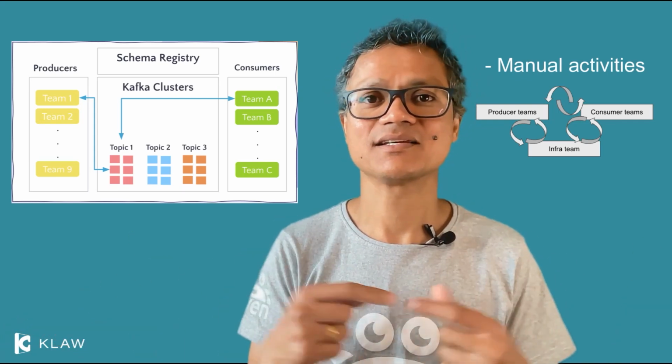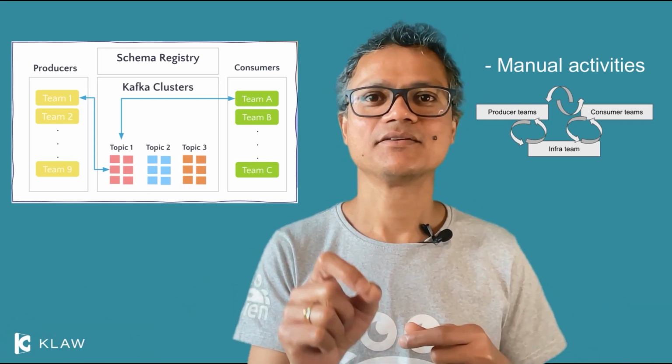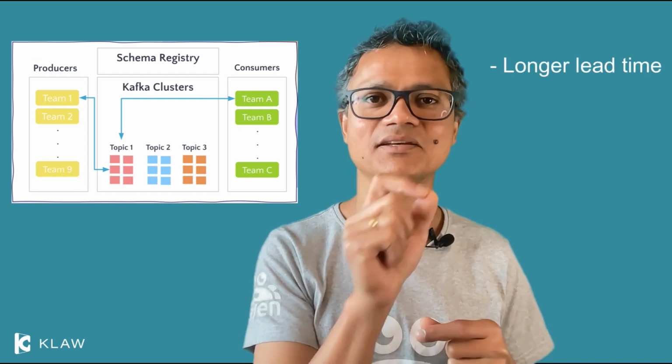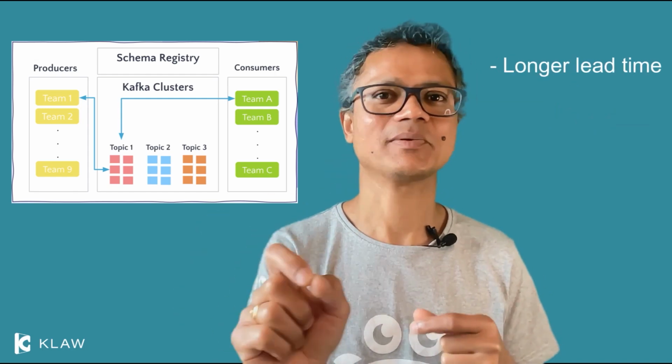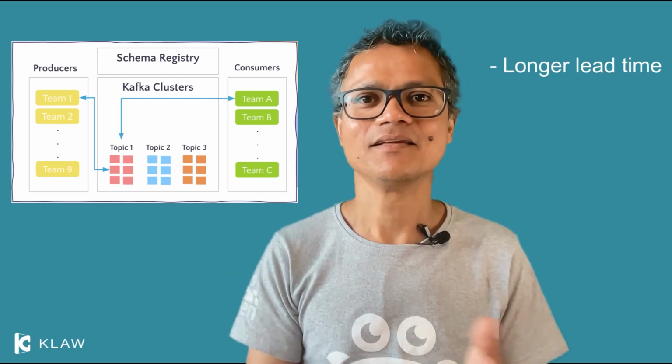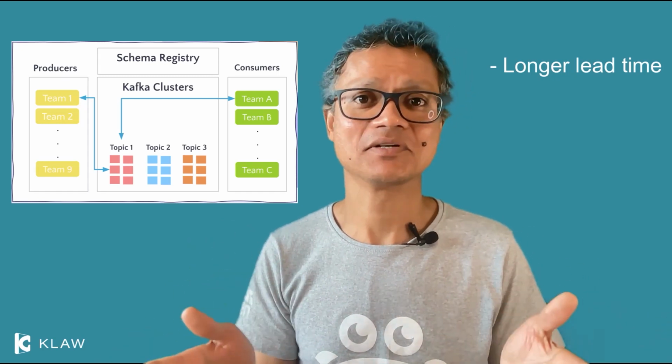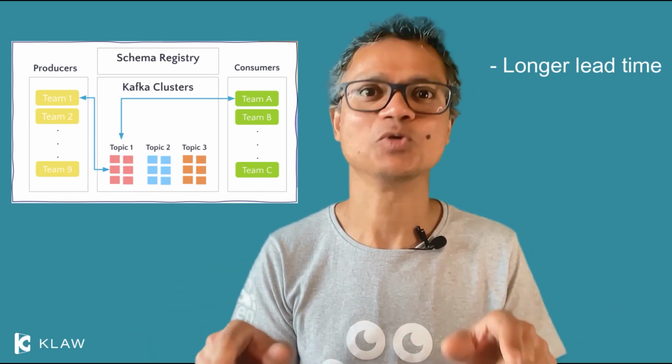If you're seeing here, there are several email communications happening. So for a single topic creation and giving the producer and consumer access, there must be at least 10 email communications. This could span about 2 to 3 hours at least, excluding the non-human response time.